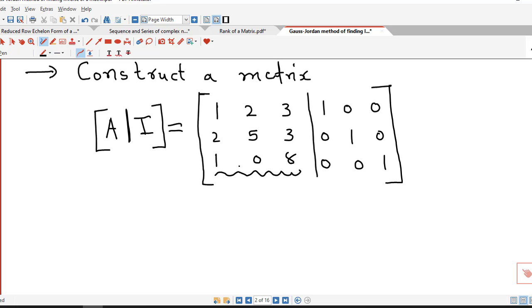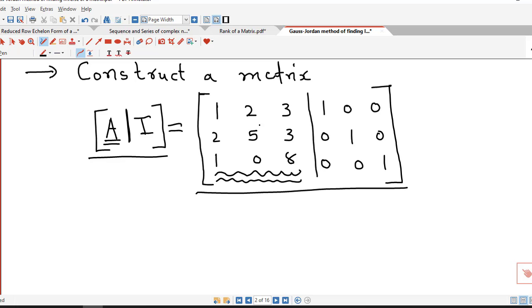Now to convert this matrix into reduced row echelon form, we will apply elementary row operations, and the elementary row operations which we require to convert matrix A into reduced row echelon form, those operations will be applied to this whole matrix. The operations which we will apply to find out reduced row echelon form of this matrix A, those operations we have to apply for the whole matrix which we have constructed.